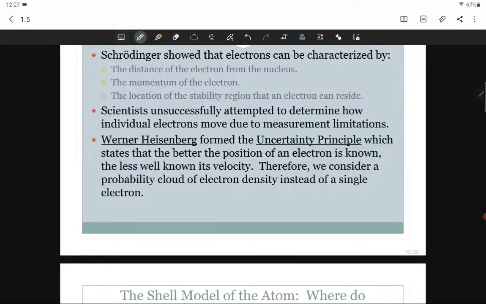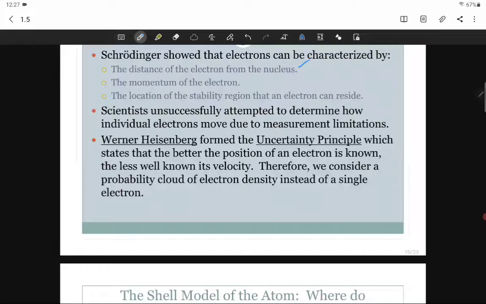Okay, so we do have to recognize how far away these electrons are from the nucleus. That's going to help us out with Coulomb's law. He does actually explain the momentum of an electron. We're not going to be as worried about that. And we will be worried, though, about the location. And so the stability region is going to be, we're going to learn that that's like 1s2 or 2s3, you know, those things.